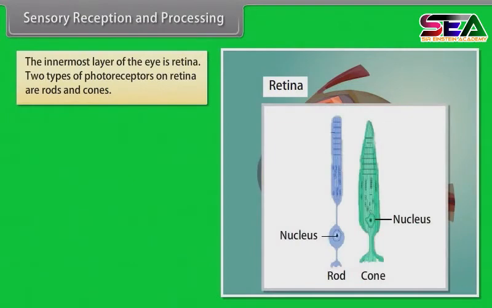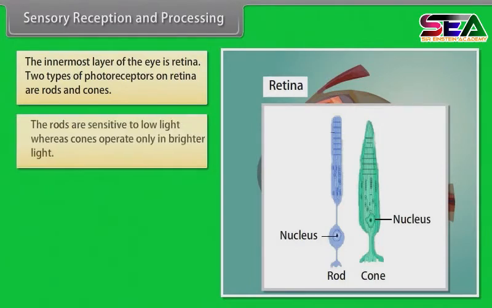The innermost layer of the eye is the retina. The 2 types of photoreceptors on the retina are rods and cones. The rods are sensitive to low light, whereas cones operate only in brighter light.